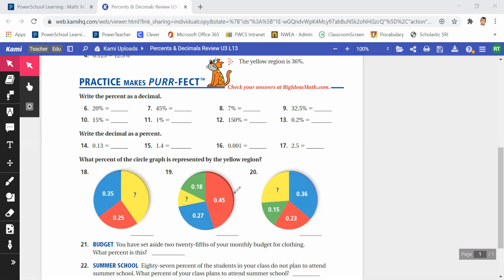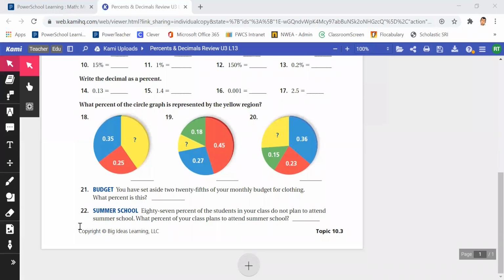I want you to do those on your own. And then if we scroll down a little bit more, you have two problems here to work out. And so show all your thinking and show all your work.